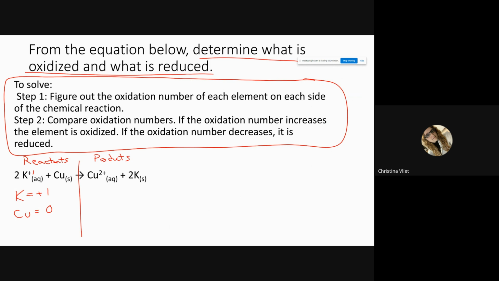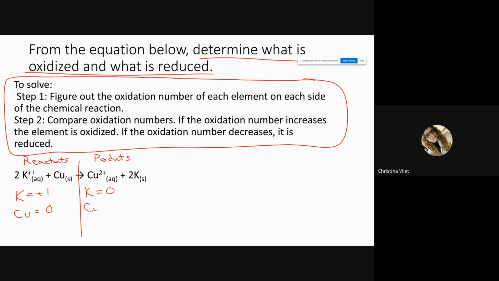What we have to do is trace the changes. What's happening as the reaction takes place? Potassium's going from +1 to what? Here, potassium's going to be 0 because this is in its standard state. There's no charge here. It's an element by itself. Elements in their standard state haven't gained or lost electrons. And so potassium on the product side would have a charge of 0.